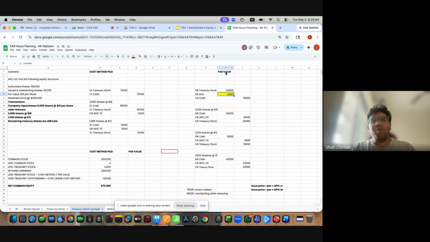So under the par value method, we are not creating new ledger accounts like Epic Treasury stock and all. We are just following a simple accounting concept that par value goes to common stock, and anything above or below par value will straight away go to your Epic account. So this is a simpler version of the accounting, and the cost method is a slightly advanced or complicated method of accounting. Both are still acceptable under GAAP.